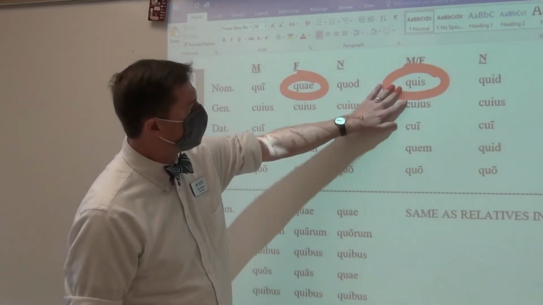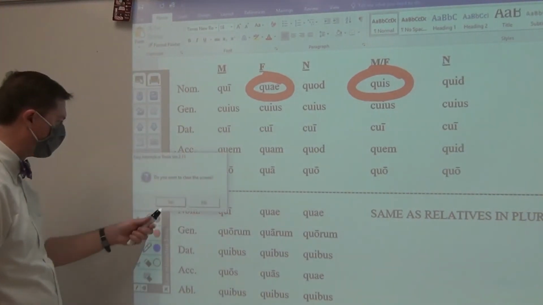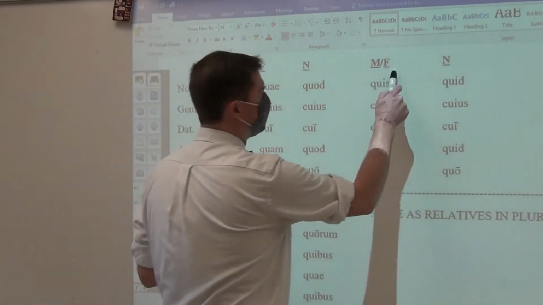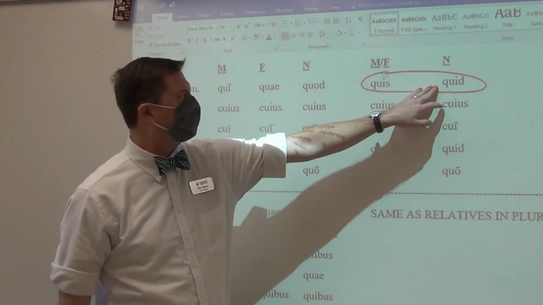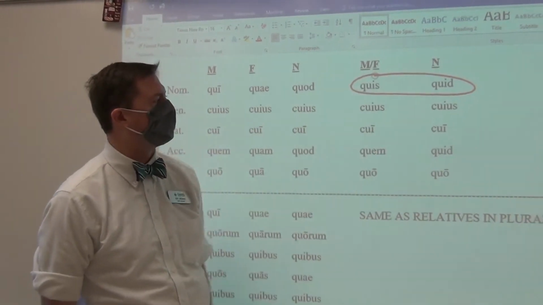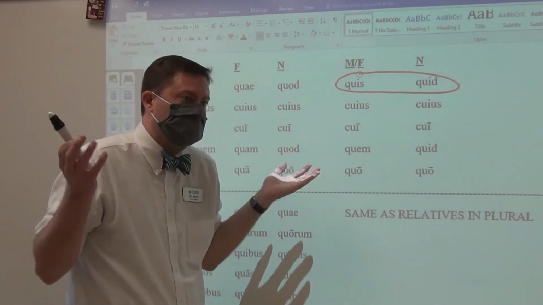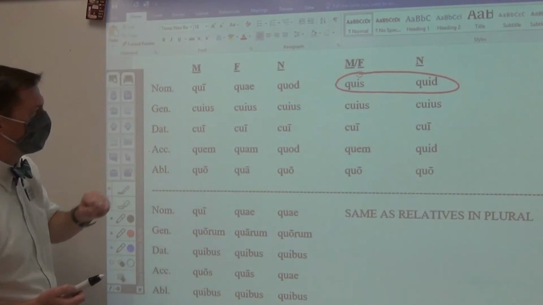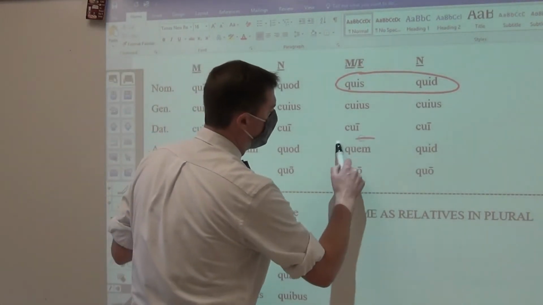Now, here you can see the interrogative pronouns, and they are rather similar to the relatives. The only difference is going to be in the nominative. Instead of qui, quae, quod, it'll be quis, quis, quid. And please note that in this column, masculine and feminine are identical. It would translate as who does something, question mark, versus what does something, question mark. Then in the accusative, instead of quem, quam, quod, it is quem, quem, quid.